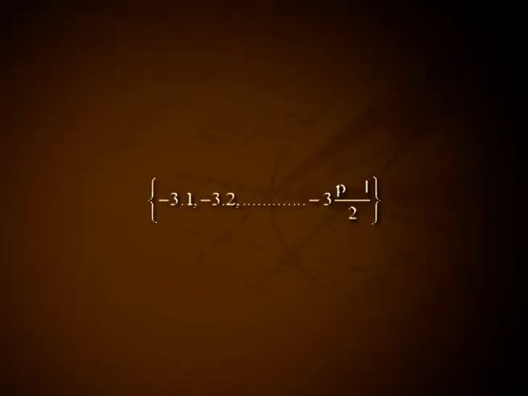Proof. By Gauss lemma, (-3/p) is equal to (-1)^m, where m is the number of integers in the set -3·1, -3·2, ..., -3·(p-1)/2.